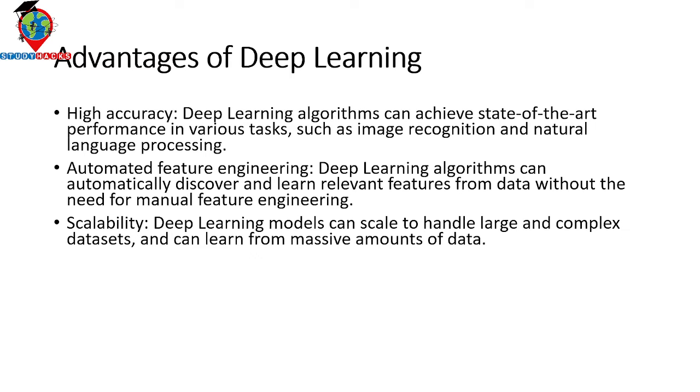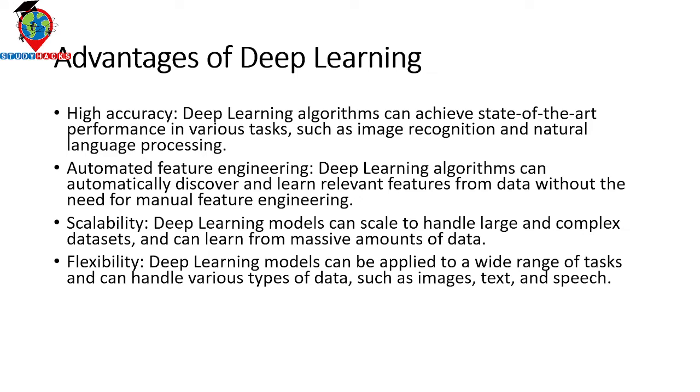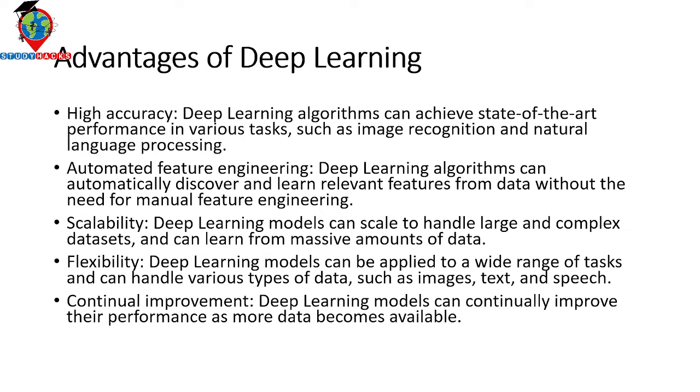And also scalability: deep learning models can be scaled to handle large and complex datasets, and can learn from massive amounts of data. And flexibility: deep learning models can be applied to a wide range of tasks and can handle various types of data such as image, text, and space. So basically this time we are working with images, different types of satellite images, aerial photography, drone images. These types of things are included here for our subject. And continuous improvement: deep learning models can continuously improve their performance as more data becomes available.